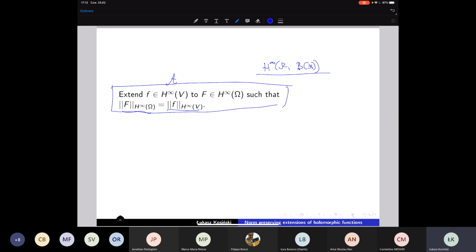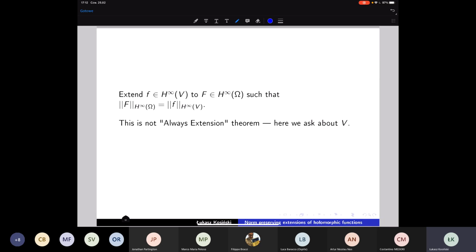And there are many extension theorems, like the Cartan extension theorem. It is named after Cartan, but it was given by Oka. If you have a function that is analytic on V, then it can be extended to the whole omega. There is the Hahn-Banach theorem. There is the Ohsawa-Takegoshi theorem that also shows if you have a function that is in L2, then the extension is L2 as well. So these theorems that I've just mentioned are always extension theorems.